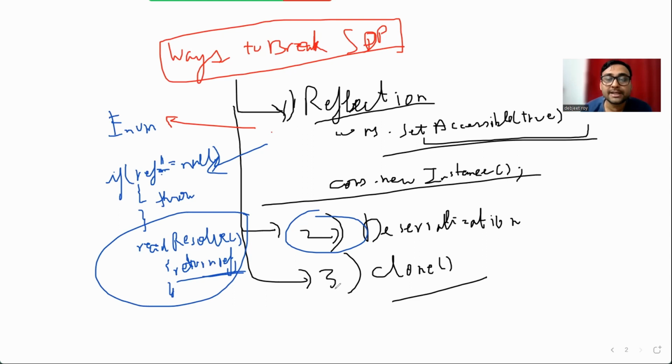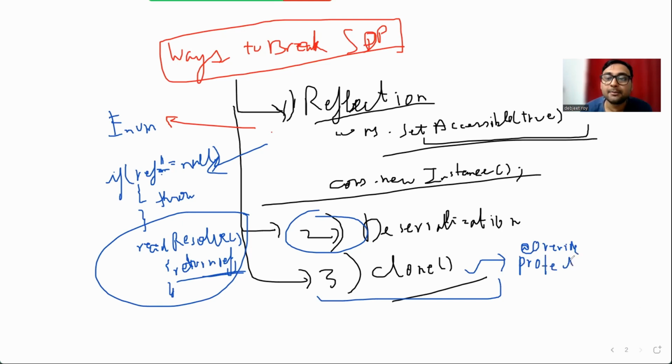Now the third problem that we can solve is cloning. How can we solve the cloning problem? We can solve it when we override the clone method. This is present in the Object class, right? So we are overriding the Object class method.